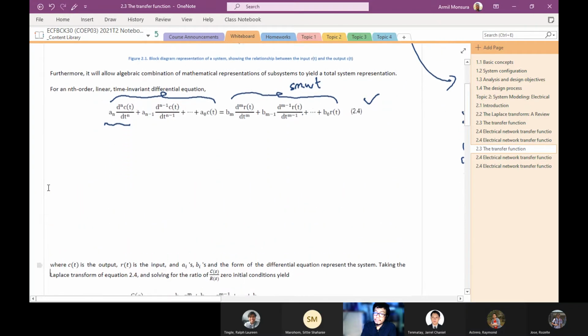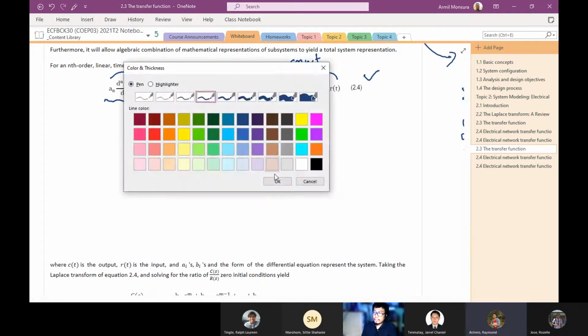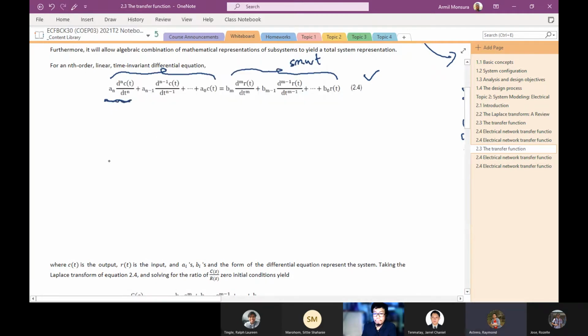We can find the Laplace transform of it. Let's look at the first term. By linearity, we can set aside this a n. If we take the Laplace transform of the first term, the a n gets set aside. Then we proceed with getting the Laplace transform of this derivative. So we're looking for the Laplace transform of the nth derivative of c.